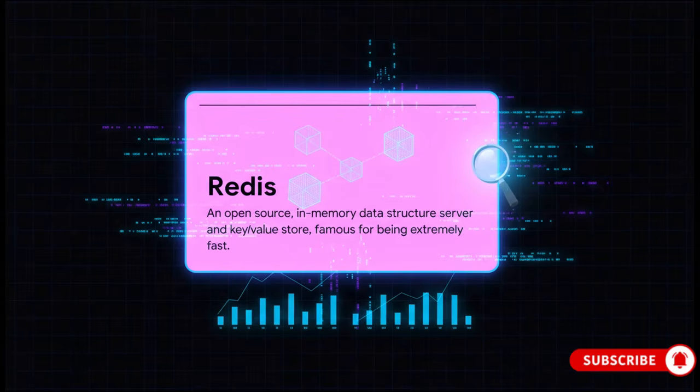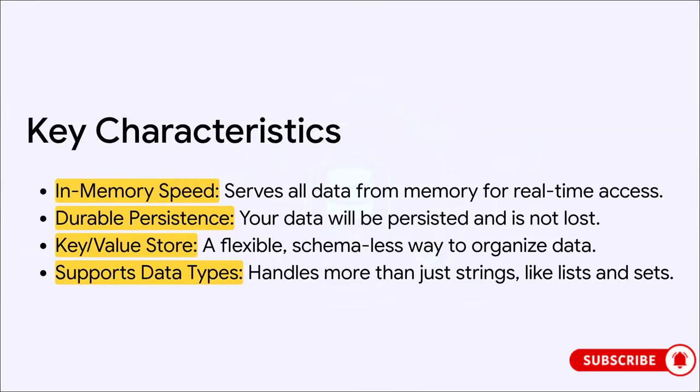And that phrase, in memory, is really the secret sauce here. By keeping all of its data in system memory, or RAM, which is thousands of times faster than a traditional disk drive, Redis can read and write data at incredible speeds. Its power really comes from these characteristics. That in-memory speed is the headline feature, enabling things like real-time gaming leaderboards or instant session management. But crucially, it also offers durable persistence, which means your data isn't just gone if the server restarts. Its key/value model is simple and flexible to work with, and it can store more complex data types than just simple text, which makes it an incredibly versatile tool.